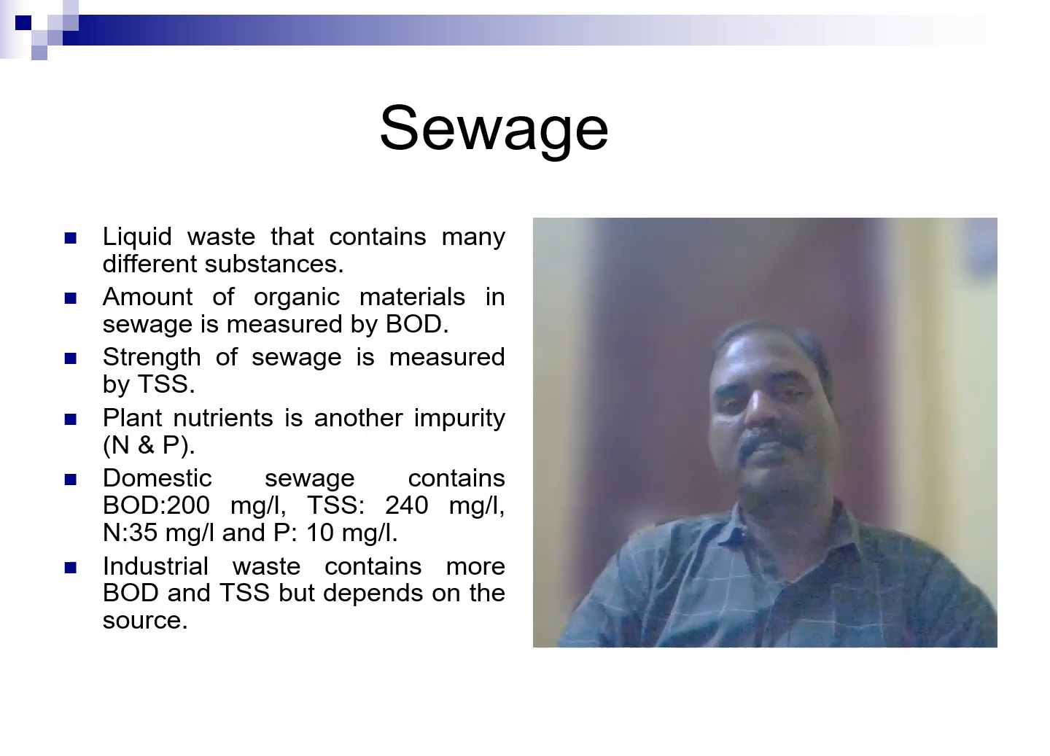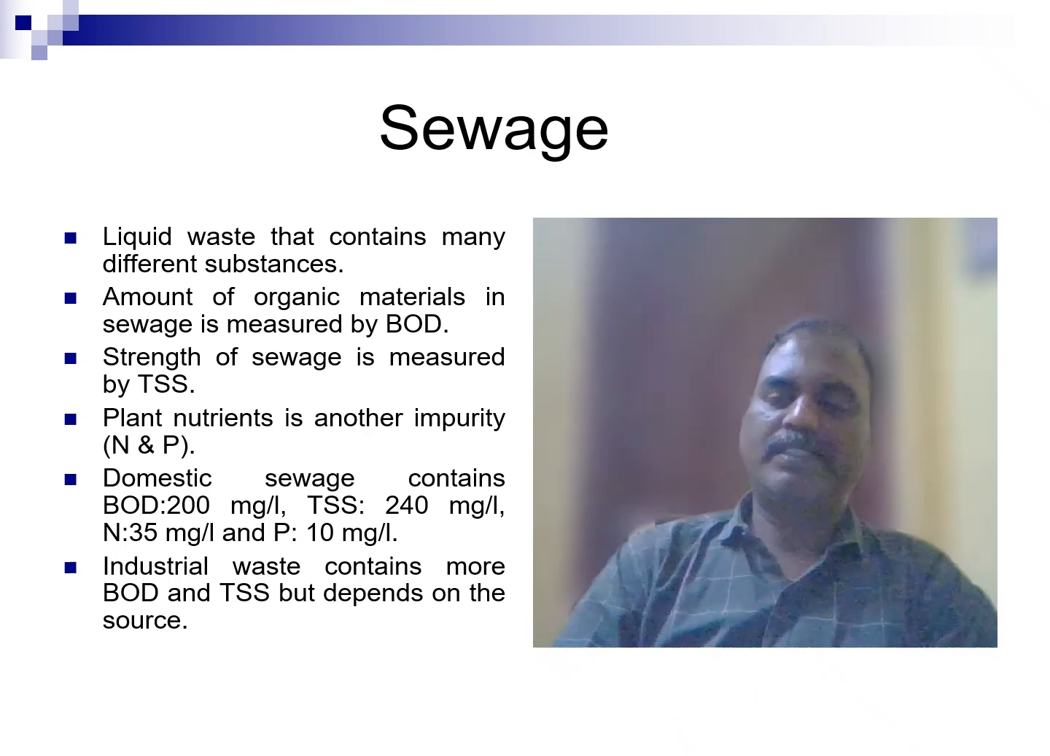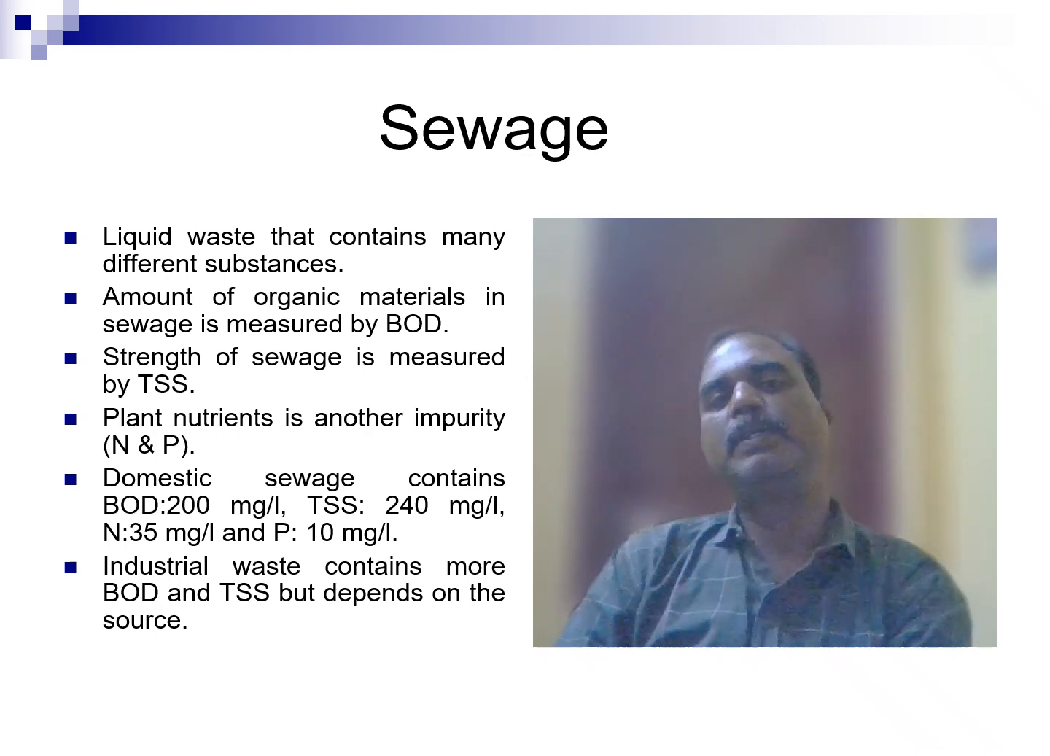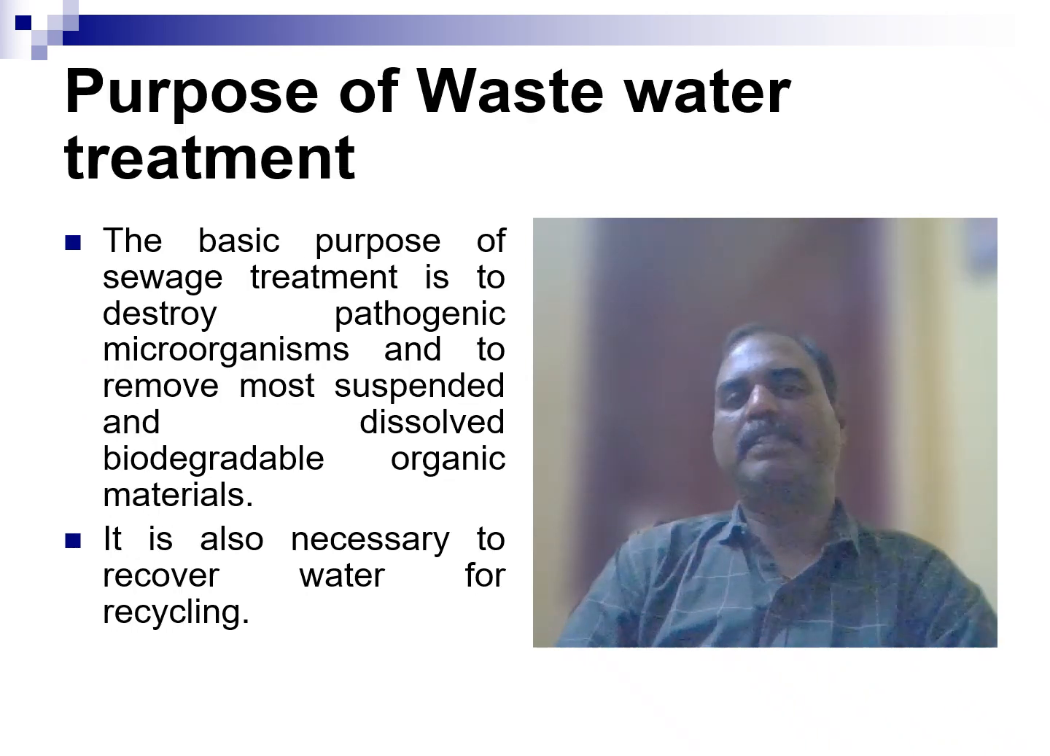Industrial waste contains more biological oxygen demand and total suspended solids, but it depends on the source, whether it is coming from the textile industry or dye industries. According to that, it may contain more. Domestic sewage has limits on particular impurities, so these kinds of impurities we can treat by simple methods.